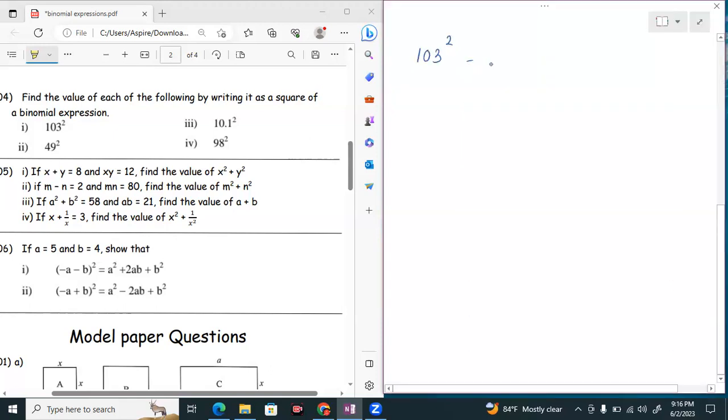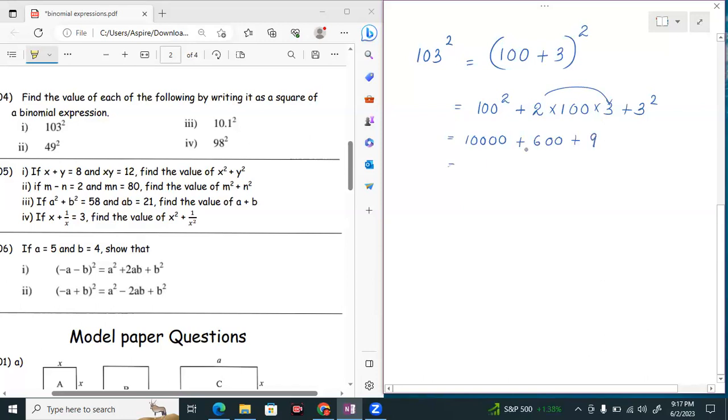103 can be written as 100 add 3. Then the square of the sum of two terms. Square of first term add 2 times product of two terms add square of 3. Then 100 squared is 100 times 100, it is 10,000. Add 2 times 3 is 6, 600. Add 3 squared, it is 9. 10,000 added 600 added 9 is 10,609. Is there anyone who has got this answer?